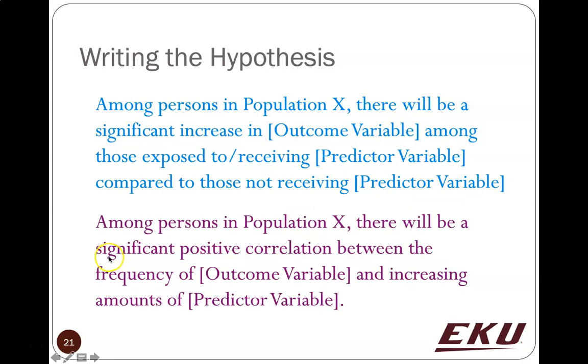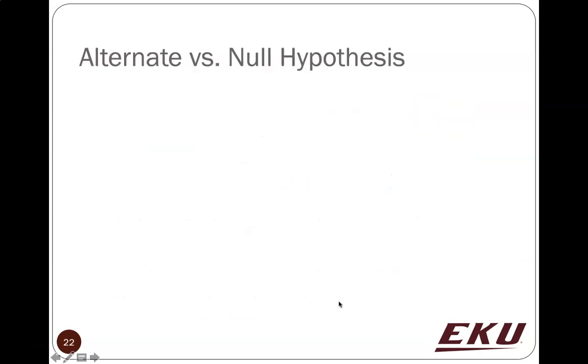There are other types of examples. It could be among adults in Appalachian counties in the United States, there will be a significant positive correlation between the mortality rate from COVID-19 and increasing amounts of, we'll say, poverty in that county. So there's different ways of doing this.